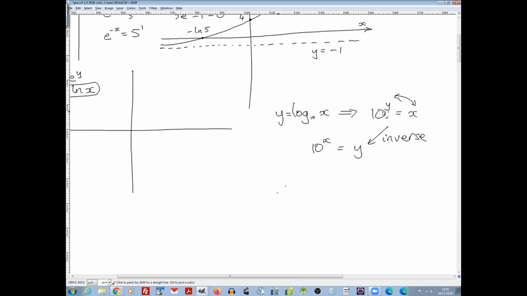To get from x to y here, what we're doing is finding the power you have to raise 10 to get x. But if we go back again, we're going to be raising 10 to the power of y, and then we'll have x, won't we?